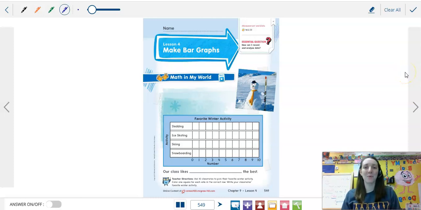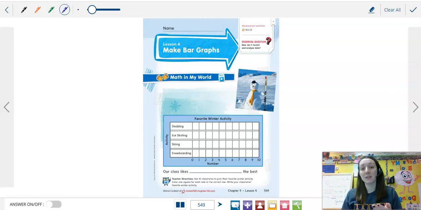Hi friends, today we're going to be working on lesson 4 in our workbook, which is all about making bar graphs. It's similar to the ones we've done in the past with pictographs and taking surveys, and we're similar in collecting our data, right? That's this whole chapter. But it's going to be slightly different in the way that we represent it, which means that's what it's going to look like. So if you open up to page 549, you can follow along.